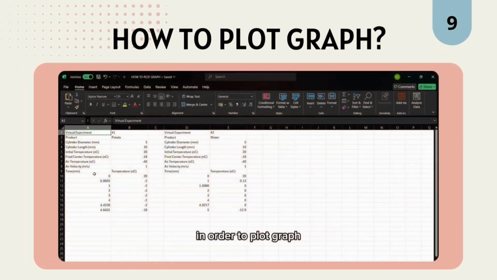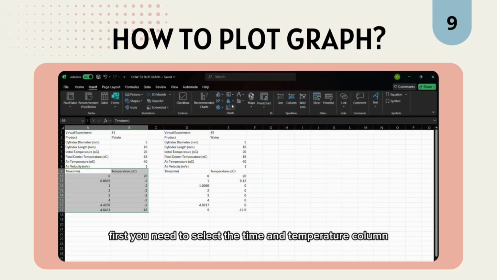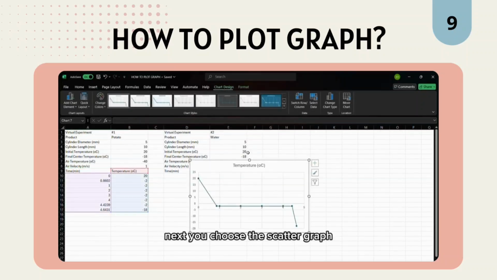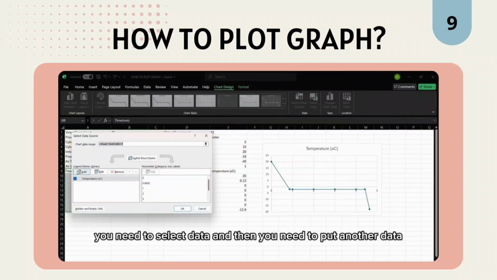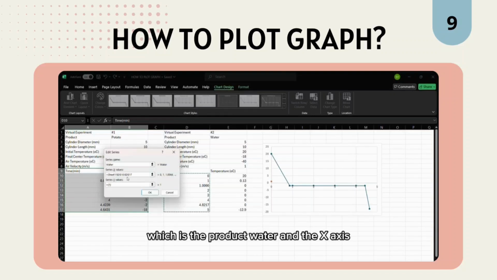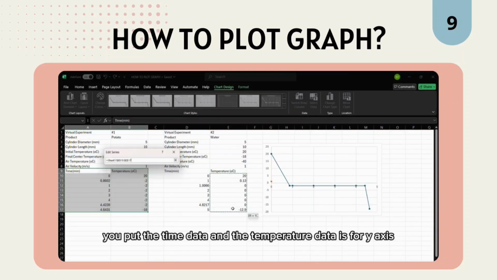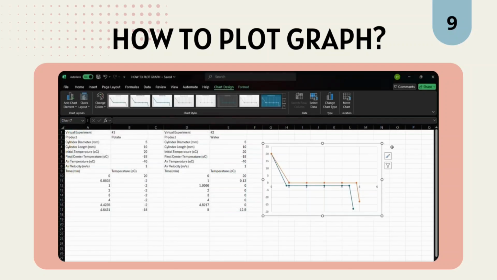In order to plot a graph, first you need to select the time and temperature columns. Next, you choose the scatter graph. After that, you need to select data, and then you need to add another data series, which is the product water, and for the x-axis you put the time data and the temperature data is for the y-axis.